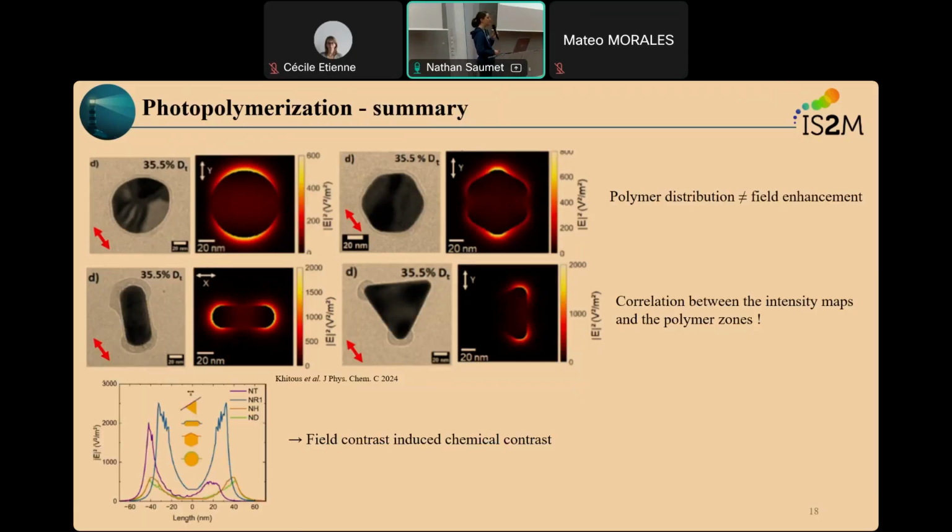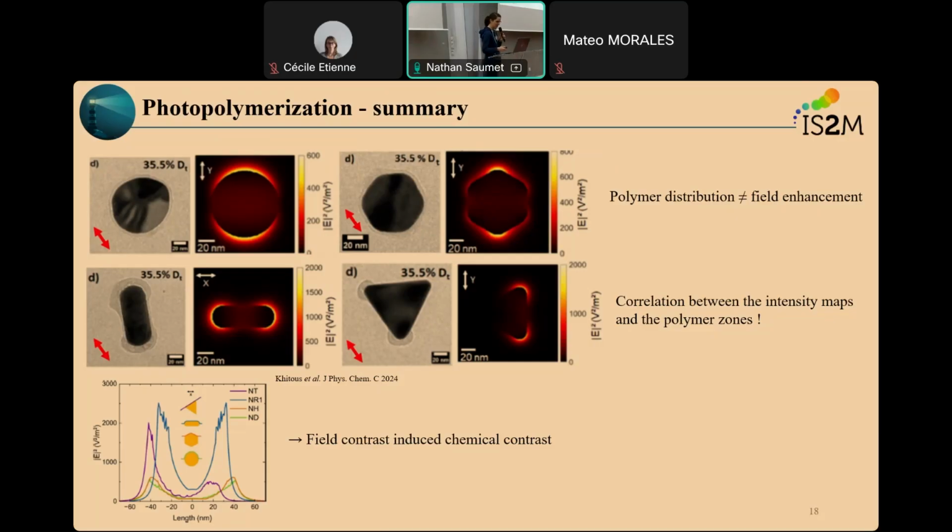So when we plot the field contrast of this, we first observed that the intensity for the gold nanorods and the gold nanotriangles is much higher than the one from the nanodisk and the nanohexagon. And we observed that the contrast is not really good for these two objects. So here the field contrast induces more or less a chemical contrast, which can be explained by a diffusion of radicals from the area with high fields, or from a diffusion of oxygen, which is lower, which will quench the reaction.